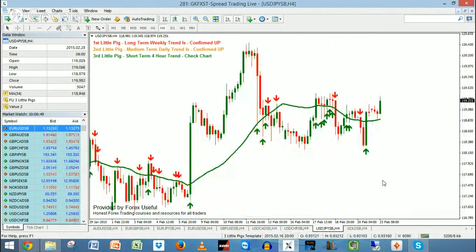USDJPY, we're up and up here. We got this entry here on Friday, so quite flat here on the moving average. So we need to see this moving up so we can move our stop and get into the money here as well.